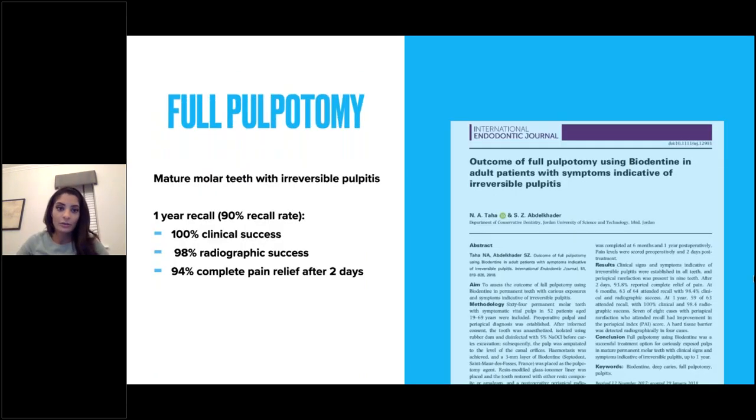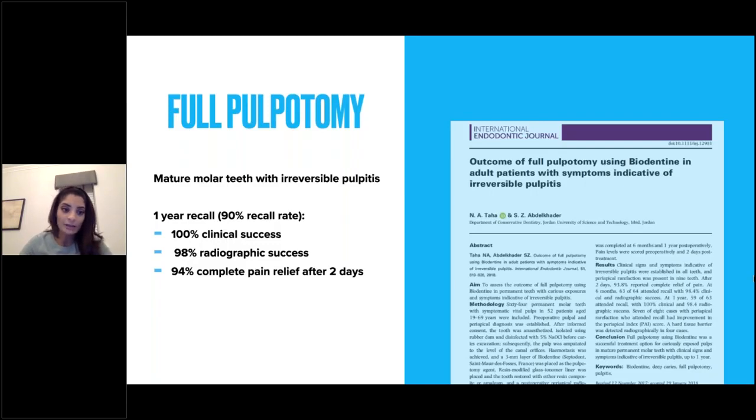But actually, the full pulpotomy procedure has also more recently been explored in mature molar teeth with irreversible pulpitis. And this is a study by Taha in 2018. And what they did was exactly that. So they did a full pulpotomy using Biodentine in adult patients with symptoms of irreversible pulpitis.